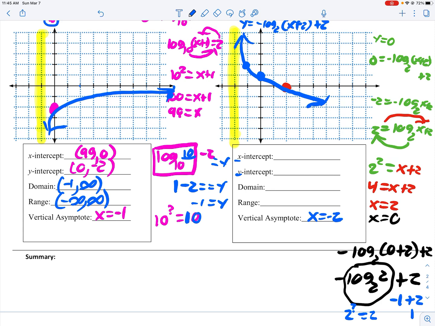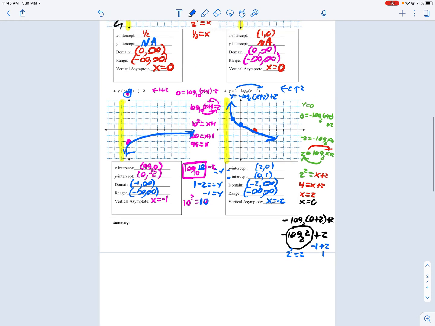So to find my x and y intercepts, plug in 0 for x and 0 for y. So the x-intercept was 2, 0, the y-intercept was 0, 1. The domain would be from negative 2 to infinity, and the range is all real numbers. So again, remembering the key point is 1, 0. Shift that. Your asymptote's always 1 to the left. After that, I would probably try to find the x and y intercepts. Probably the easiest way to get your second and third point.